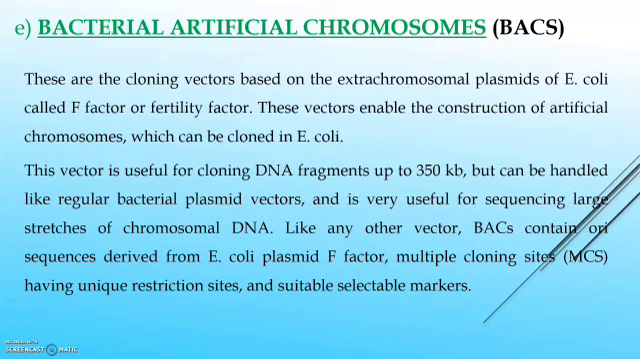Like any other vector, this BAC also contains an ori sequence derived from E. coli plasmid F factor. Modified cloning sites, also known as polylinkers, have unique restriction sites and suitable selectable markers. Both YACs and BACs are very useful in genome sequencing projects such as the Human Genome Project.